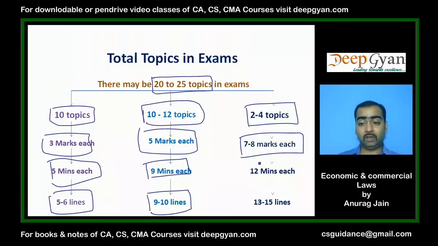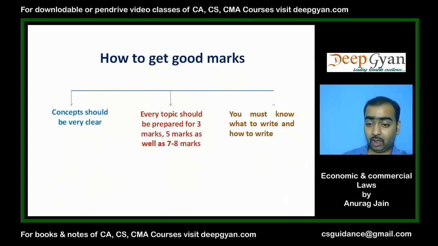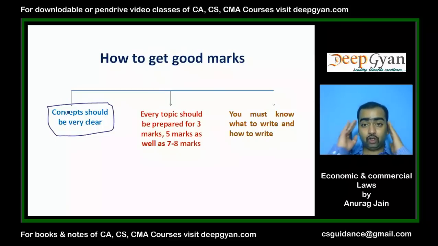In 7 or 8 marks question, you will have to write at least 13 to 15 lines and you will be having 12 minutes for each question. Means you have to write a lot in the exams. Basically, paper will be very lengthy. So for getting good marks in this paper, first of all, your concept should be very clear. Your mind should be very clear. Your thought process should be very clear.